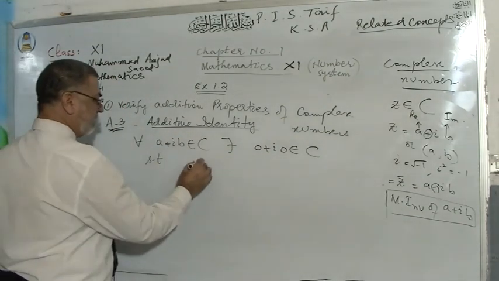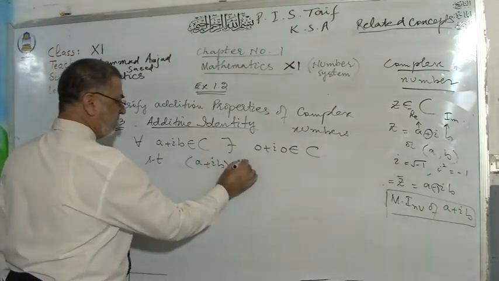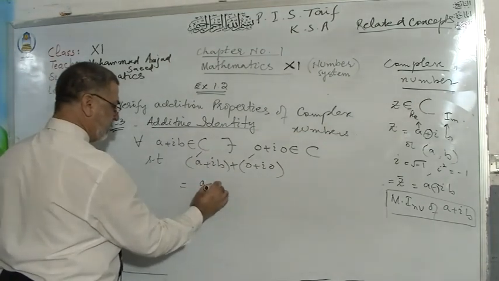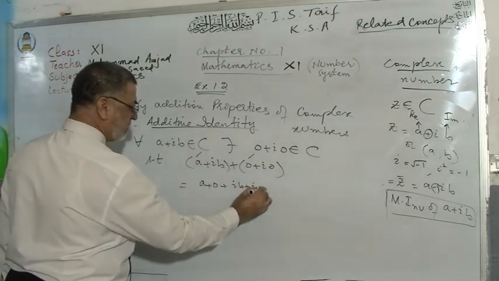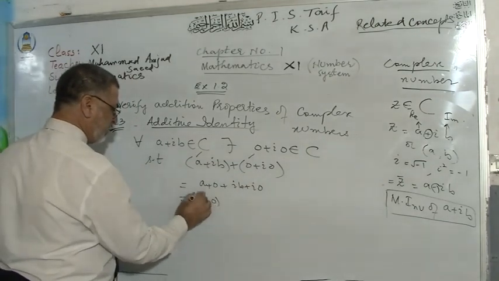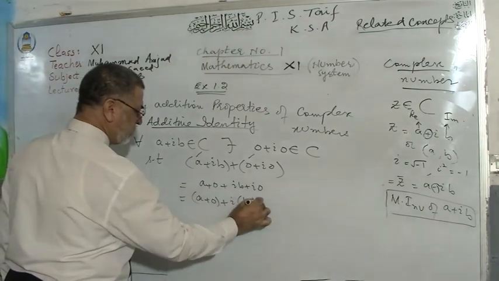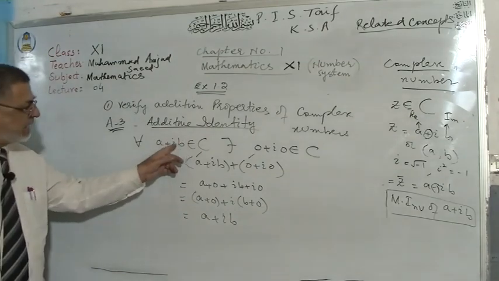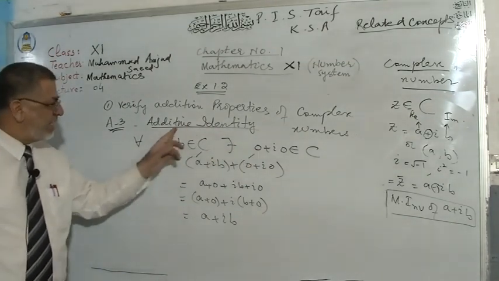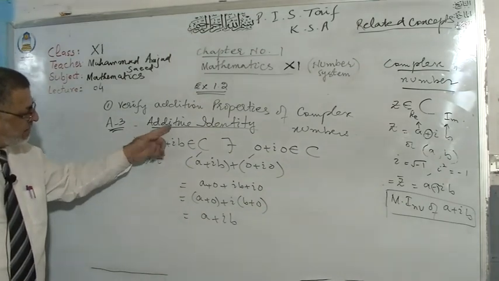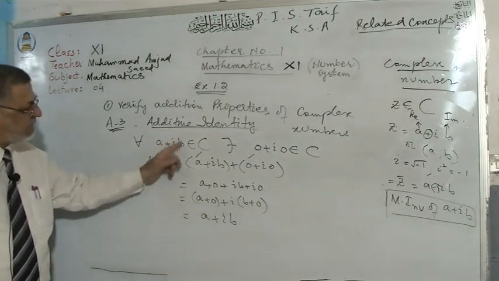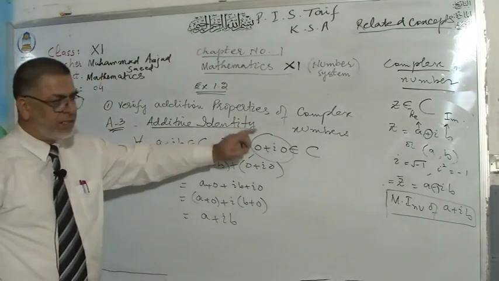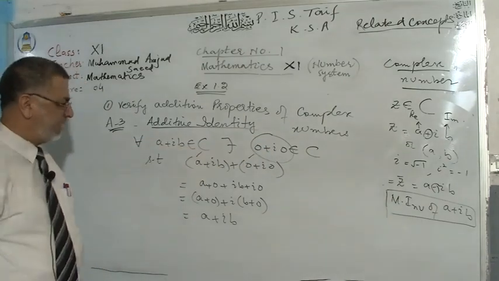such that a plus iota b plus 0 plus iota 0, real and real they are added, a plus 0, and iota b plus iota 0, a plus 0 plus iota into b plus 0, you can say a plus iota b as it is. That is the number which when added to this, you will get the result as it is, a plus iota b as it is. So what is this number? In case of complex number, this is additive identity.